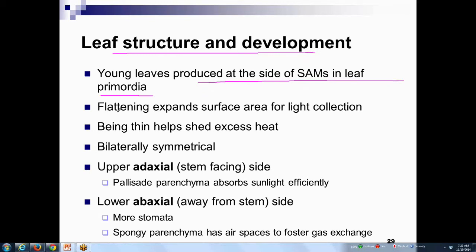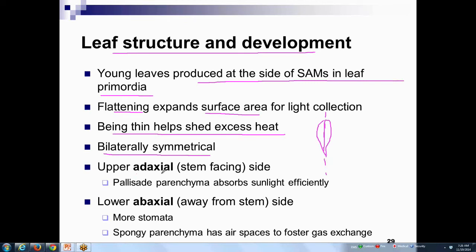Then, once the leaf primordia begin to grow, they'll begin to flatten. They'll expand their surface area because we want more surface area for what? That's right, for photosynthesis, for light collection. Being thin helps also shed excess heat. A lot of plants have thinner leaves just to help get rid of that excess heat. Bilaterally symmetrical is what we typically find in leaves. So if I'm to draw a leaf here, you can see clearly bilateral symmetry, where I can divide the leaf down into equal left and right halves.